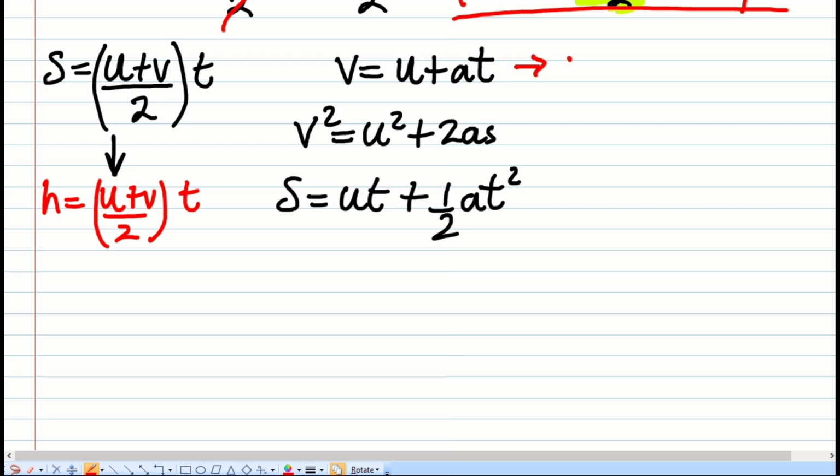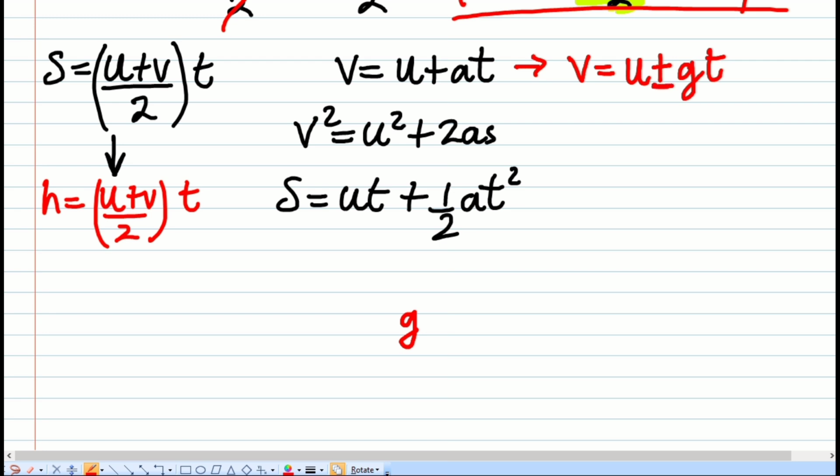This one is going to imply, we write as v is equal to u plus, now acceleration in the horizontal, we just denote it with a, but acceleration in the vertical direction is going to be g, right? Because that's acceleration due to gravity. We denote it as g, so we're going to replace it as gt.